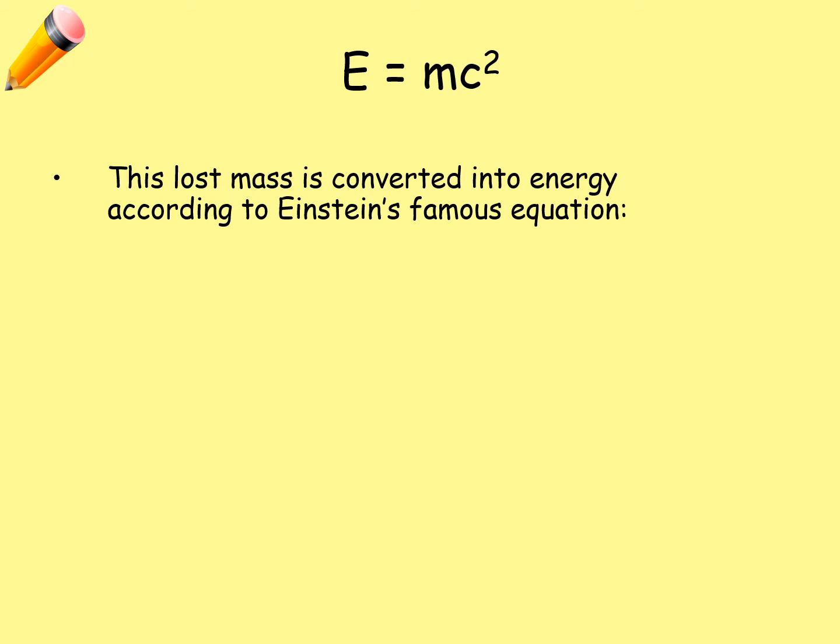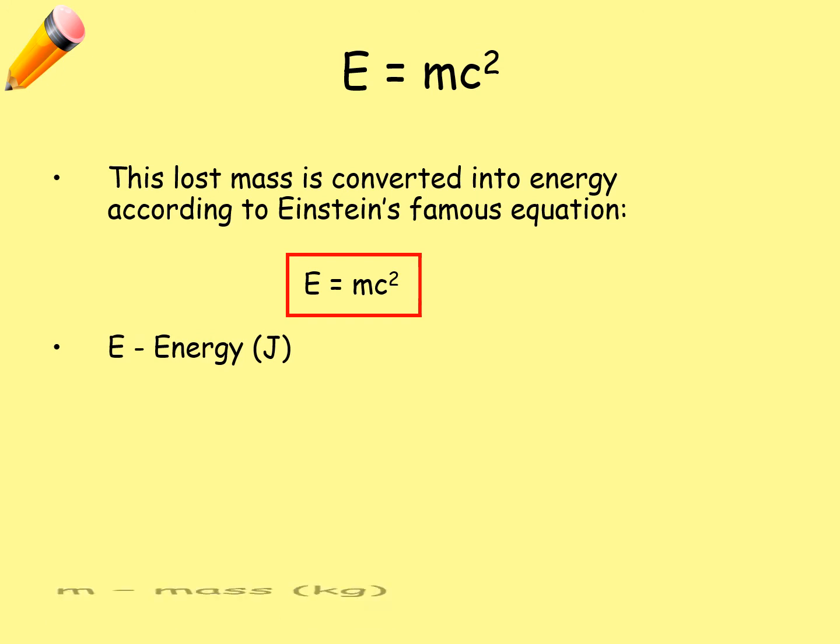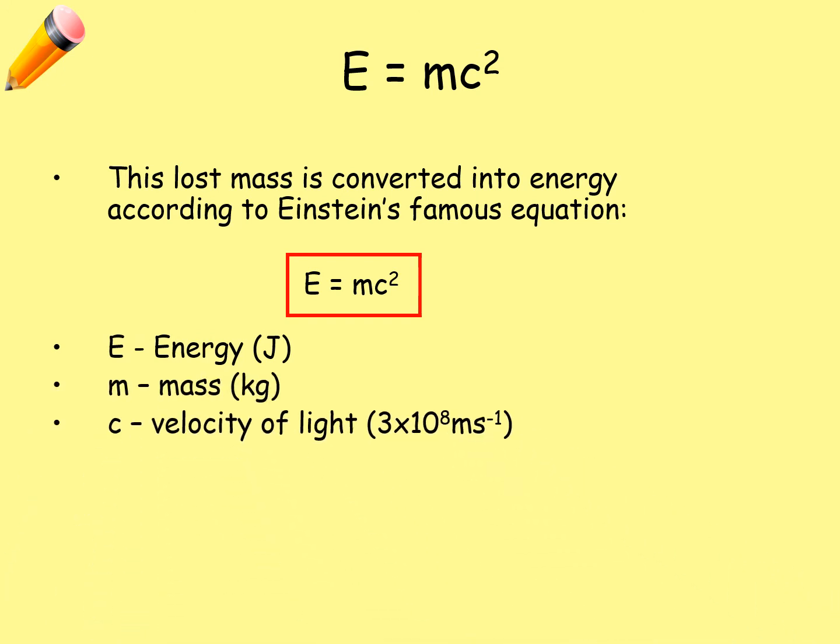The lost mass from the previous example is converted into energy according to Einstein's famous equation, E is equal to mc squared, where E is the energy measured in joules, m is the mass in kilograms, and c is the velocity of light, 3 times 10 to the 8 meters per second. Please note that only the c within this equation is squared. c squared is 9 times 10 to the 16.